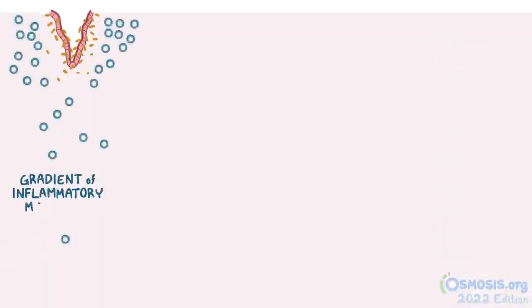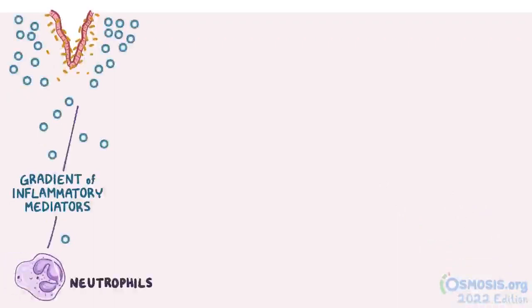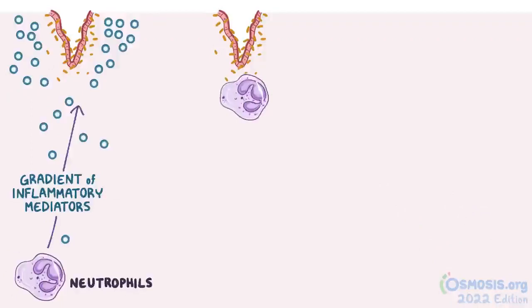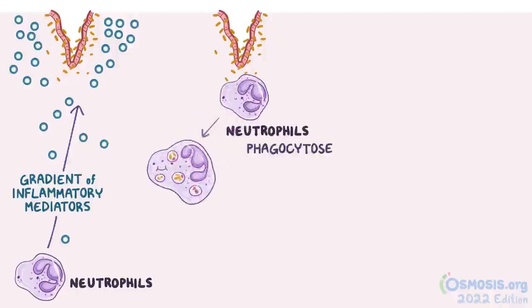Now, next, the leukocyte follows a gradient of inflammatory mediators to get to the site of inflammation. Neutrophils are the first leukocytes recruited during the acute inflammatory process, and they're like hungry athletes. They immediately start phagocytosing, or eating, pathogens and damaged cells. Neutrophils take in a lot of pathogens quickly, kind of like a vacuum, and then commit suicide, destroying themselves and all of the pathogens they've taken in.